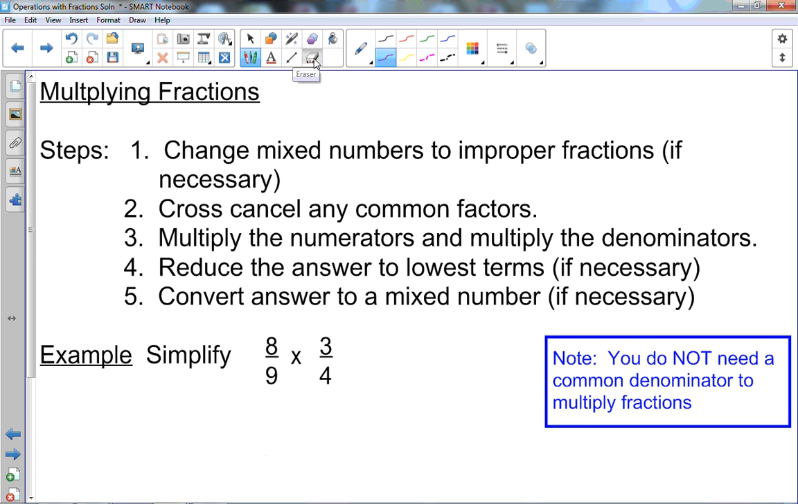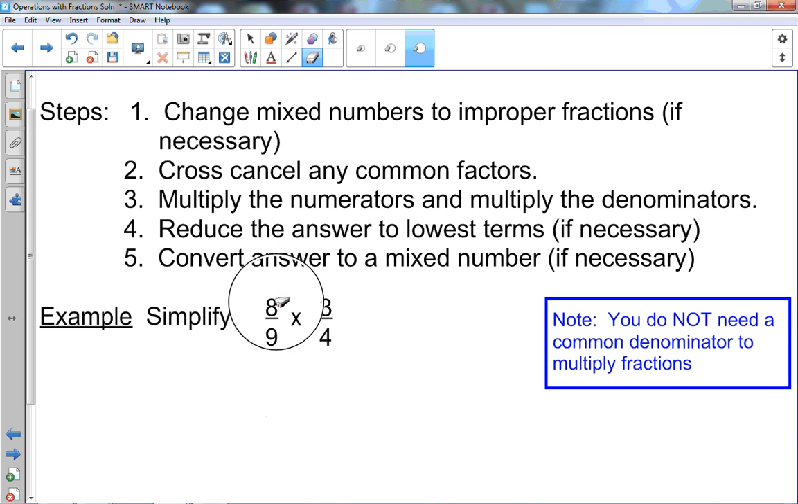So what we can do is, in this case, if there are any factors between any denominators here with any numerators up here, we can cancel and reduce. In this case, 3 and 9 have common factors of 3, and 4 and 8 have common factors of 4. So 4 goes into 4 one time, and 8 goes into 4 two times. 3 and 9 have common factors of 3. So 9 divided by 3 is 3, and 3 divided by 3 is 1.